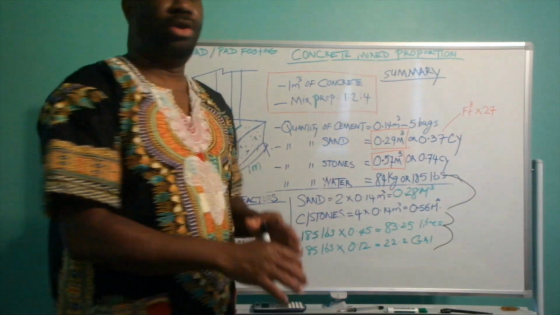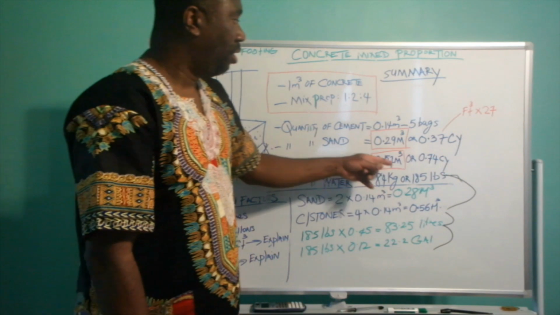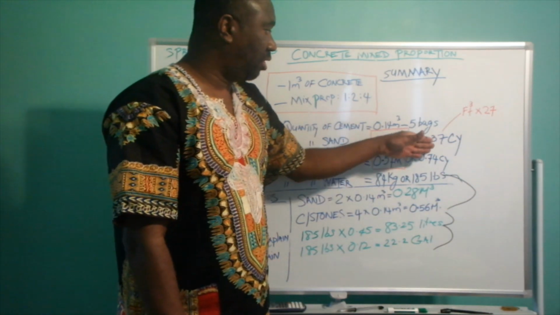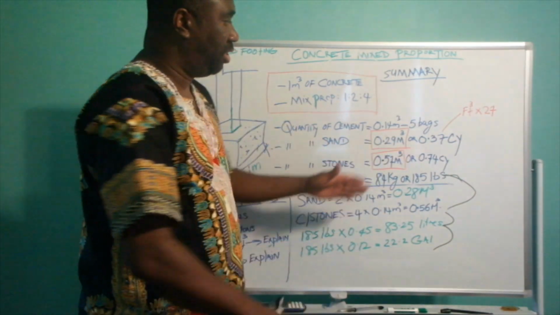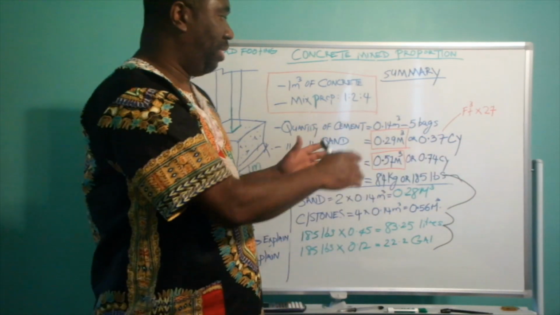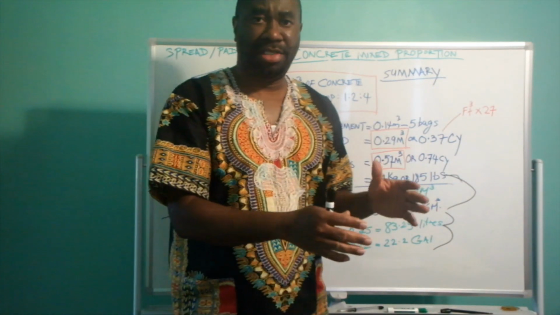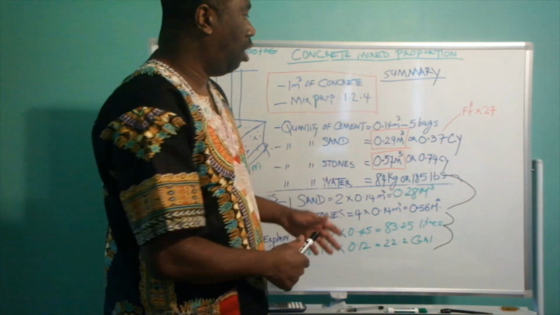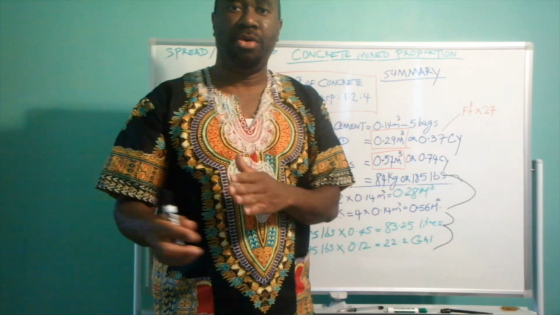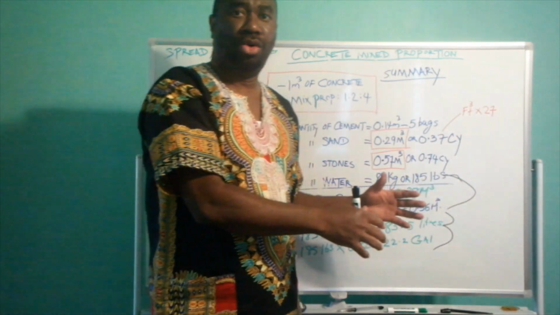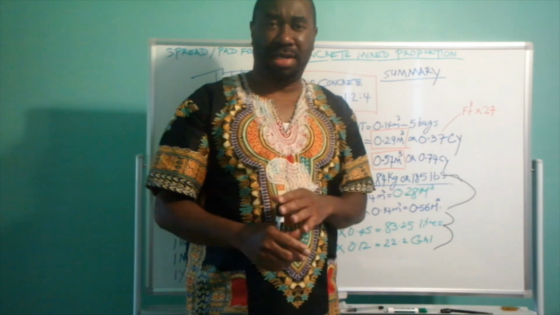So now I'm going to demonstrate how you can quantify your aggregate on site by eliminating the use of this 0.29 and the 0.37. I know it is going to be complicated for some of us to quantify using decimals and points. So I'm going to show you how you can convert this in an easier way, to come up with a better method to quantify your aggregates for your concrete mix.